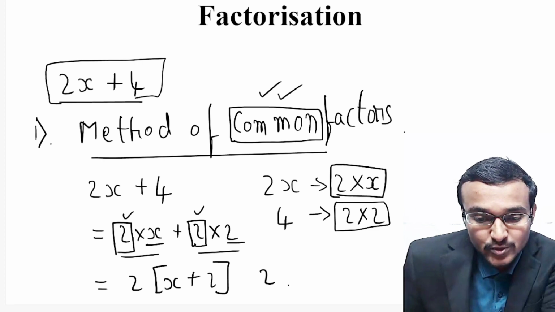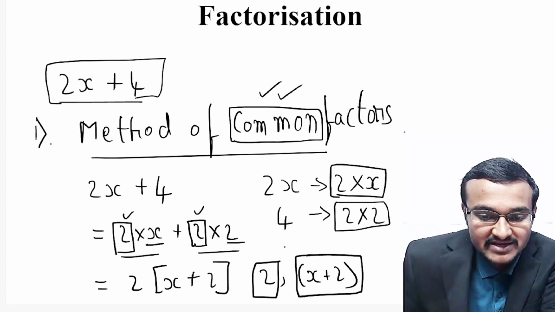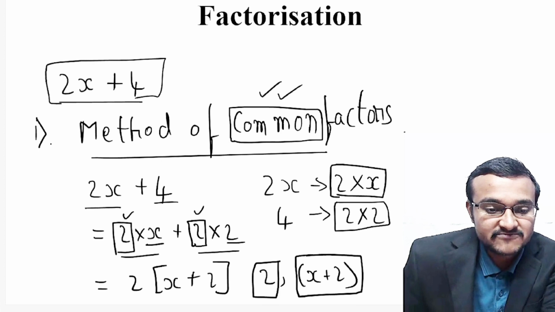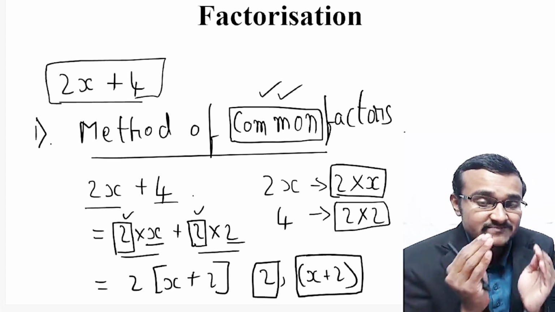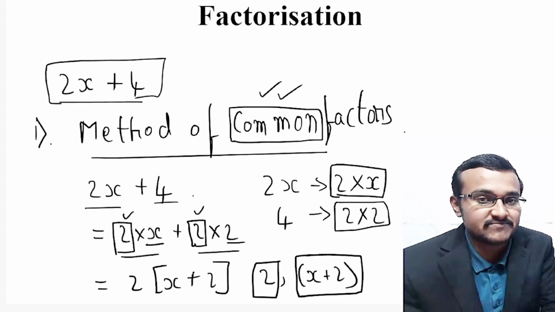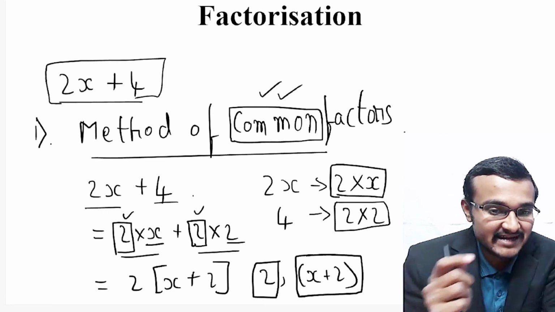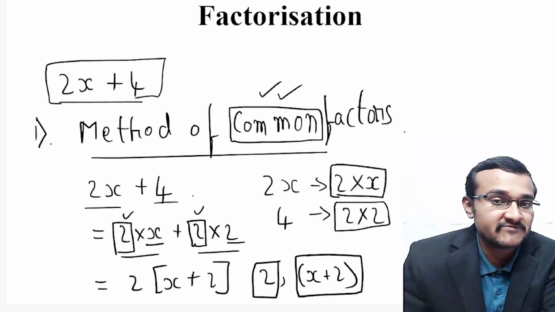So here 2 acts as one factor, x plus 2 acts as one factor. So 2 into x plus 2 will be the value for 2x plus 4. That means 2 and x plus 2 act as two different factors of 2x plus 4. This is how you should find out the factors of an algebraic expression.